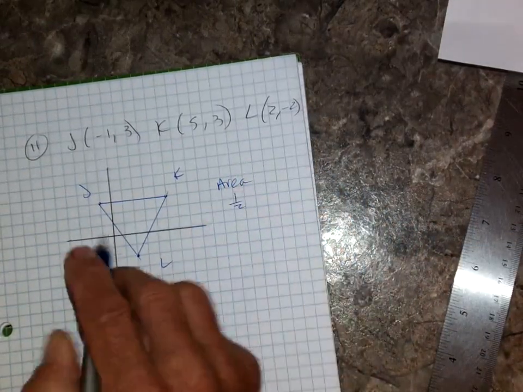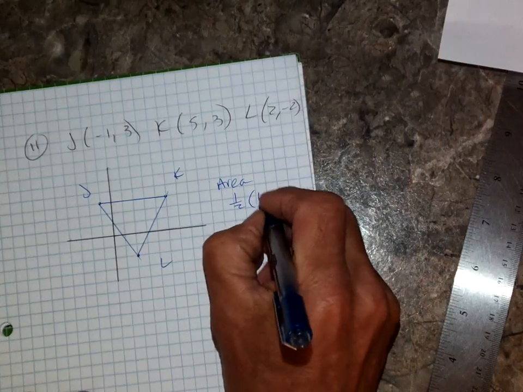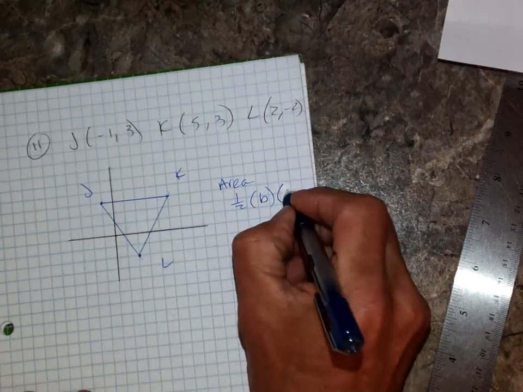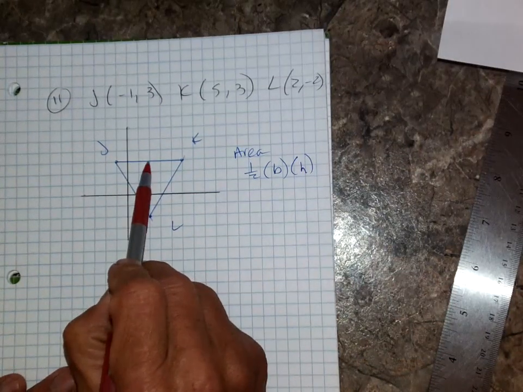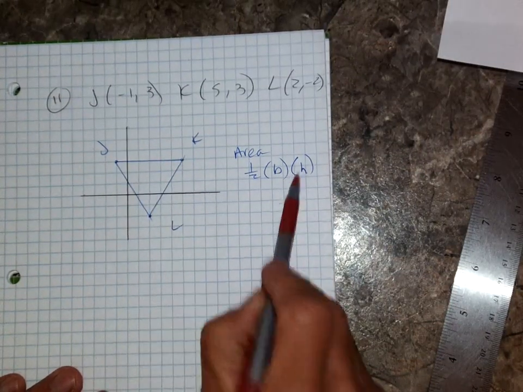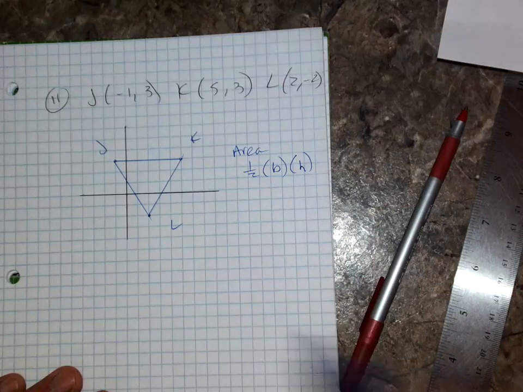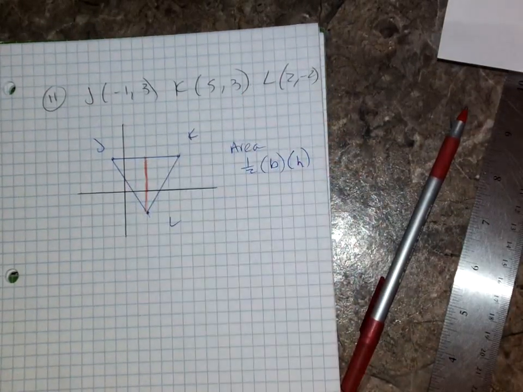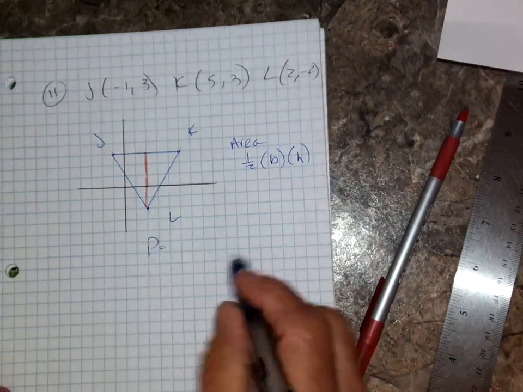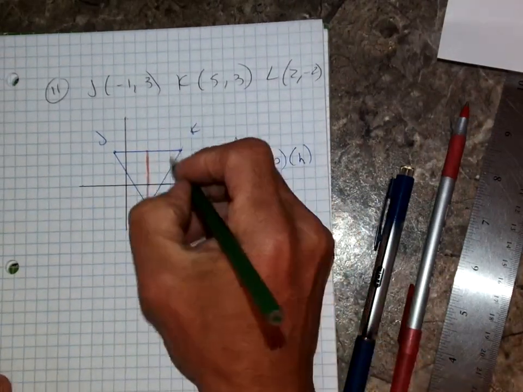Area is just 1/2 its base times its height. Its base is, let's see, 1, 2, 3, 4, 5, 6. The base is 6. And the height is drawn right in here. Here's the height, okay? Now, to find the perimeter is a little bit tougher. So to do the perimeter, we're going to look at trying to find this length here.